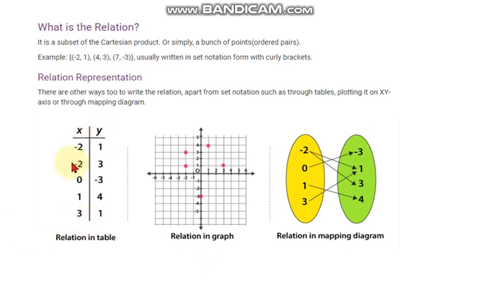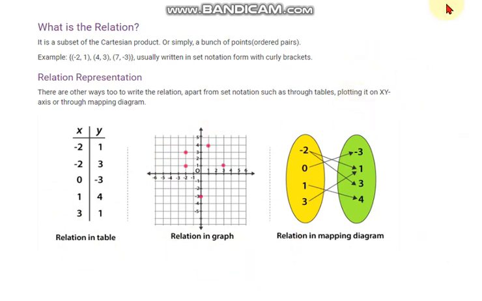Similarly, these points we can plot in an xy plane. In the Cartesian plane we can also plot these points. Similarly, we can show this relation through mapping. So -2 is related to two numbers, that is 1 and 3. For -2 we are getting 1 or 3, so -2 has 2 arrows. Then 0 is related to -3, 1 is related to 4, and 3 again is related to 1. So these are a few notations of how to represent relations.